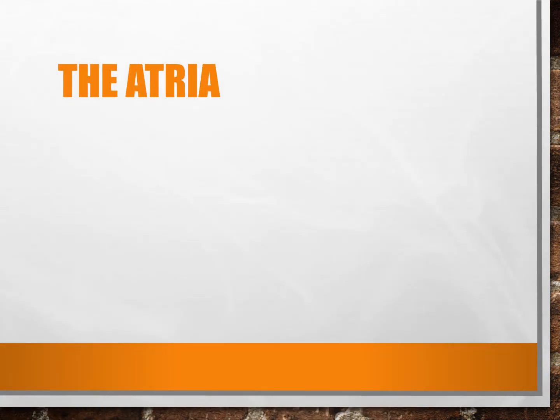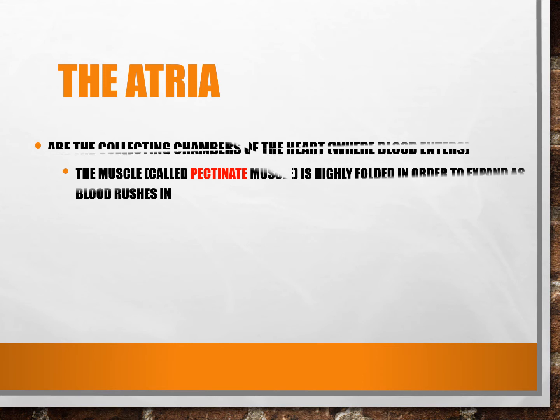Now, we're going to look at the atrium first. We do have two atrium. We have a left atrium and we have a right atrium. And the left atrium is where oxygenated blood comes back to the heart from the lungs, and the right atrium is where deoxygenated blood comes back to the heart from the different parts of the body. And like I mentioned before, these are what we call your collecting chambers.